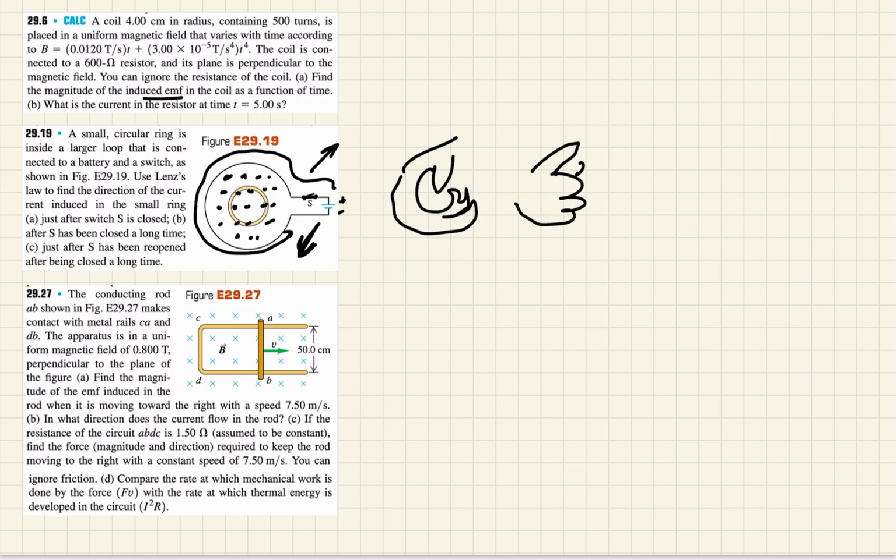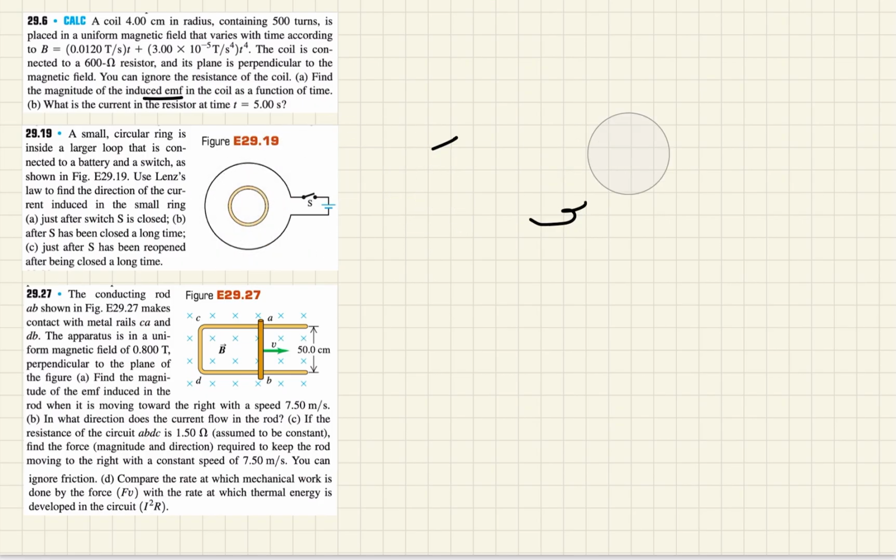They would be curling in clockwise. And so the direction of the induced EMF or induced current is going to be clockwise. Okay, that was just part A.